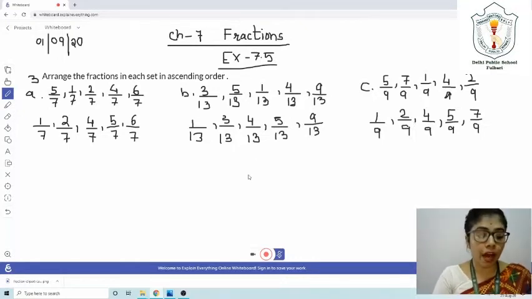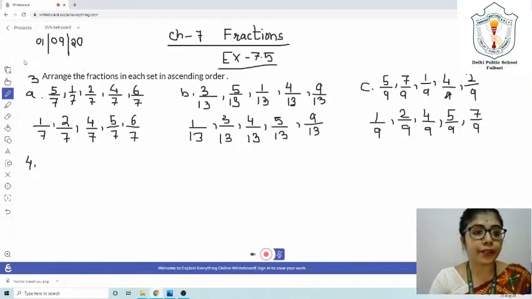Now we are almost going to end the chapter, and we will have question 4. You will have to write the question, that is, arrange the fractions in each set in descending order. So let me write the question for you quickly.